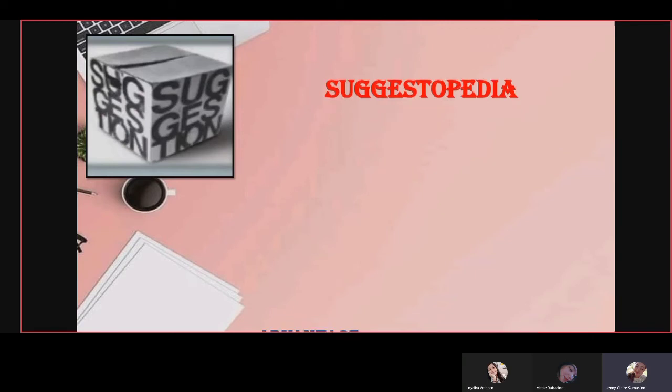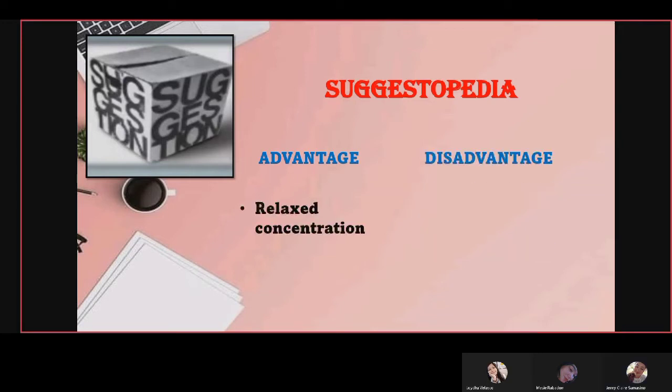Okay, Suggestopedia has an advantage and disadvantage. The advantage is first, relaxed concentration. Relaxed concentration is the optimum state for learning. Just like Ms. Rabadon's example, it makes students relax by listening to the lesson with background music.